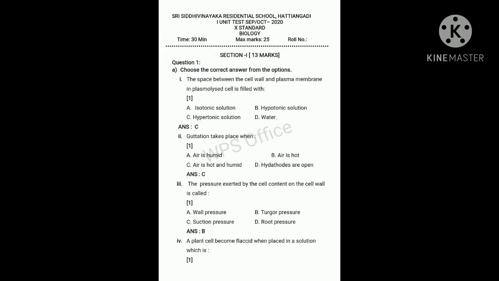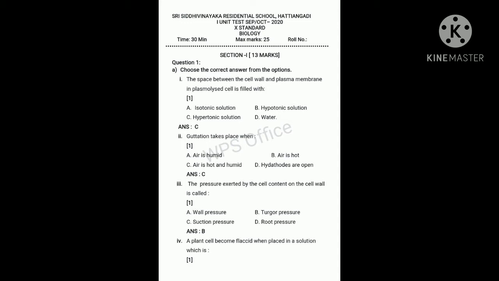The first question in that, choose the correct answer from the options. First question, the space between the cell wall and plasma membrane in plasmolysed cell is filled with. Answer is C, hypertonic solution. When the cell is kept in hypertonic solution, then we can see the plasmolysis process.